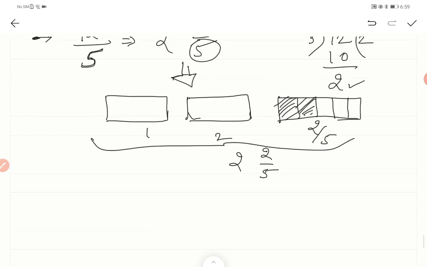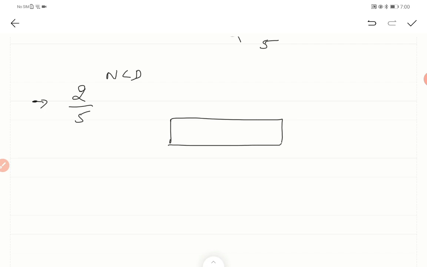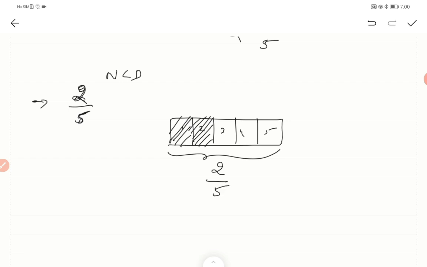Okay, and let me take a simple one. If I want to plot 2 by 5, a proper fraction, this is because the numerator is less than the denominator. So this is very easy. I have only to take one rectangle and divide it into what? The denominator is how much? 5. So divide it into 5 parts. 1 2 3 4 and 5, isn't it? Yes, and it is 2 divided by 5. So 2 regions are used. That's all. This represents in the figure 2 by 5.